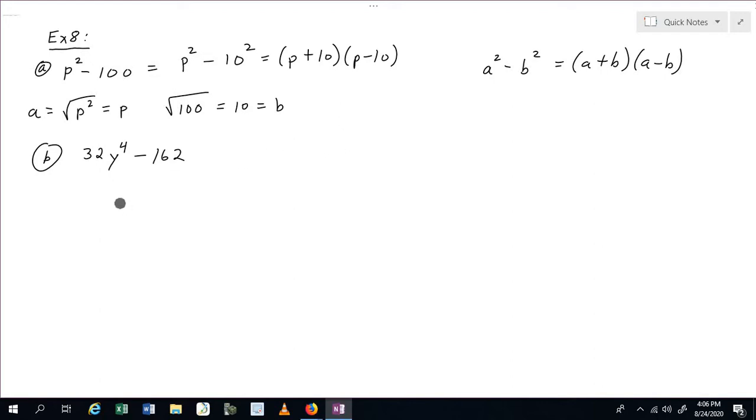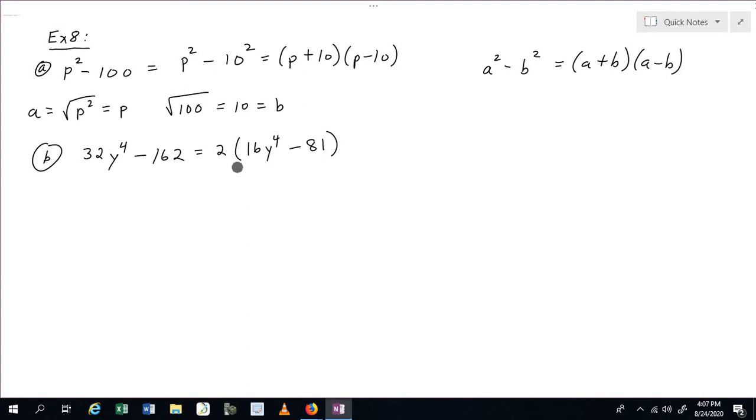Okay, so let's look at b. Again, the first step always when you are factoring is to pull out the greatest common factor. In this case, I believe these have a 2 in common, so let's pull a 2 out. That'll leave you with 16y to the 4th minus, and 162 divided by 2 is 81. So that's the first step, pull out the greatest common factor.